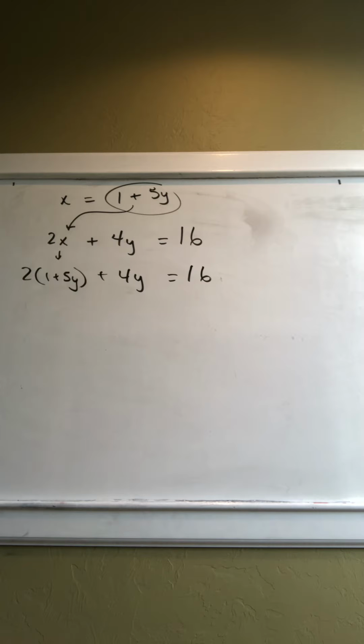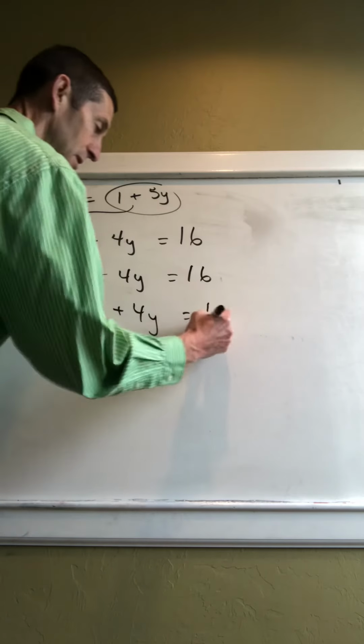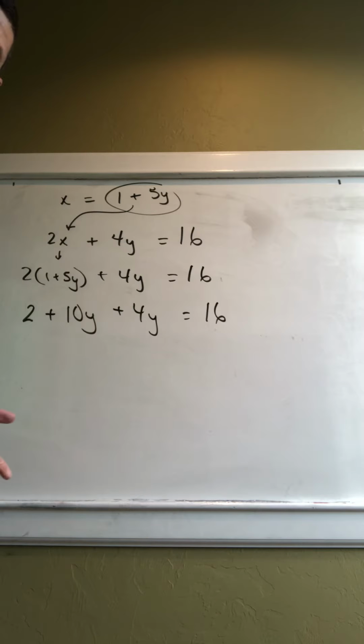All right, here we go. Now, math time. You've got to distribute the 2. So 2 times 1, 2 times 5y. The 2 times 1 gives you 2. 2 times 5y gives you 10y. And we now have an algebra equation to solve.